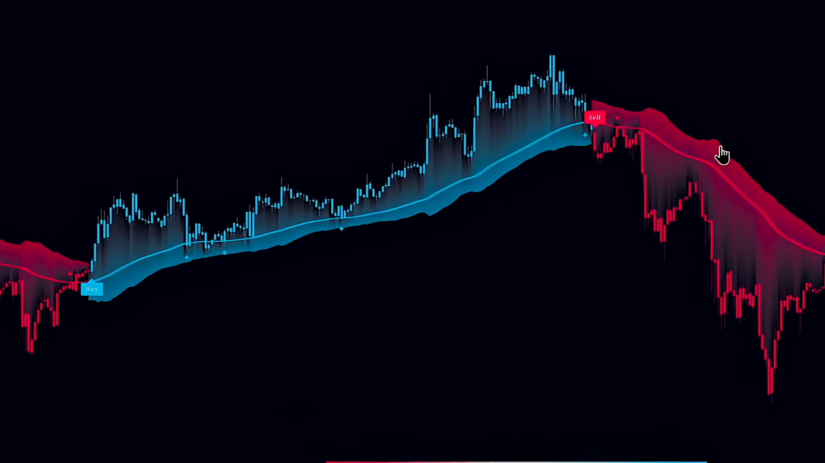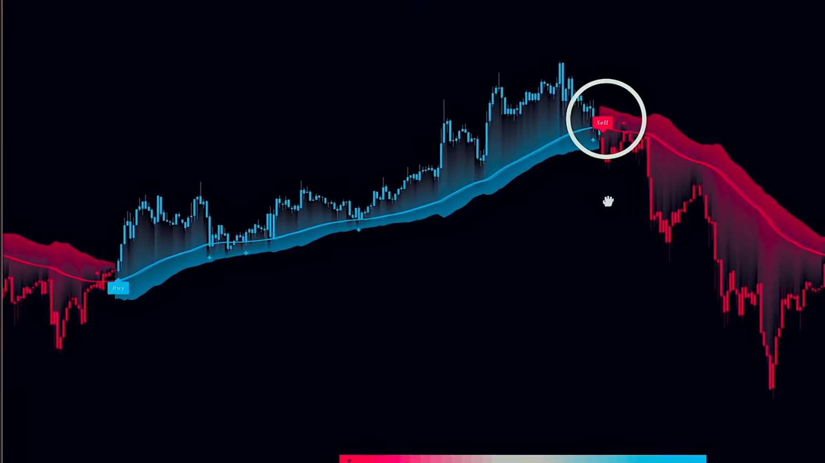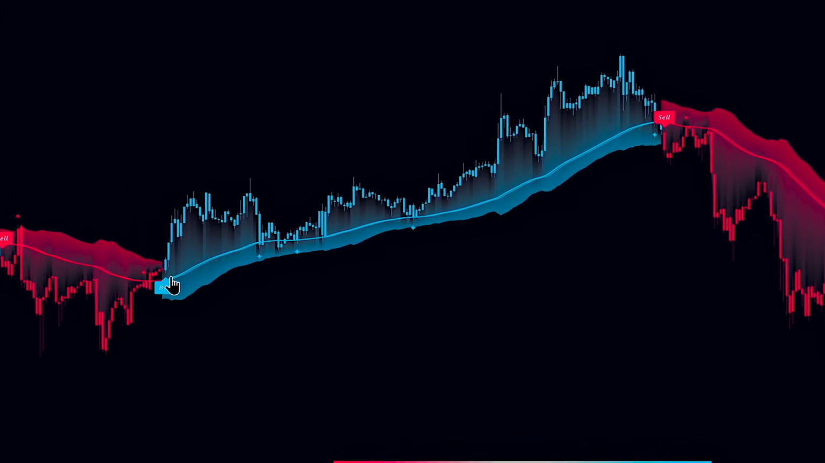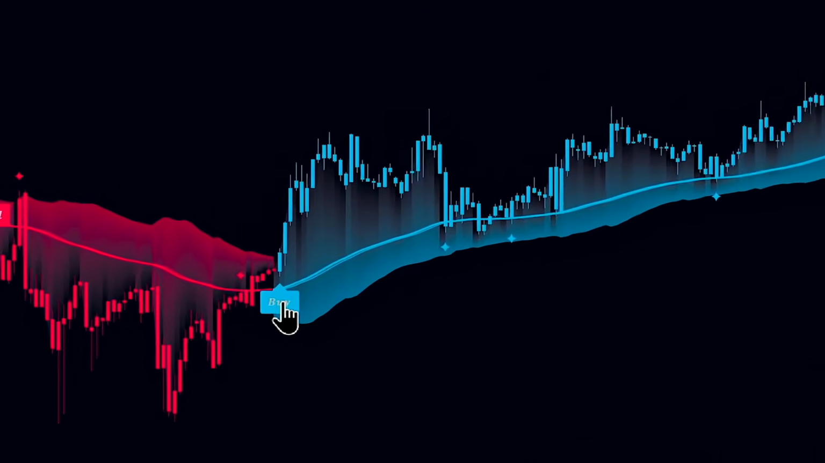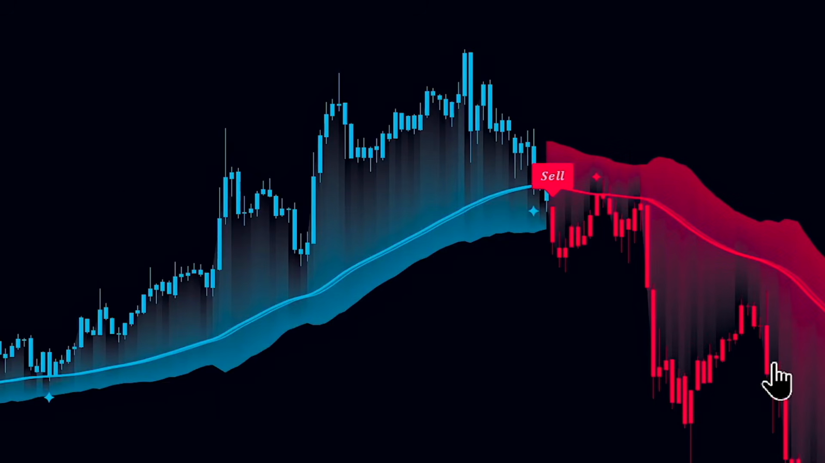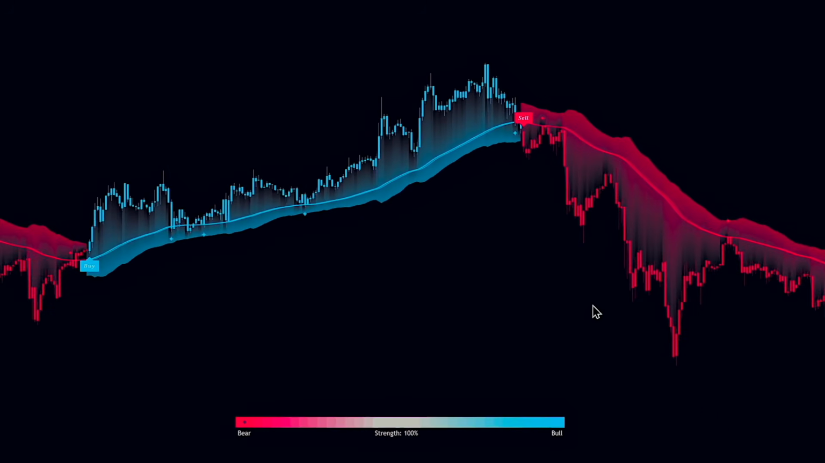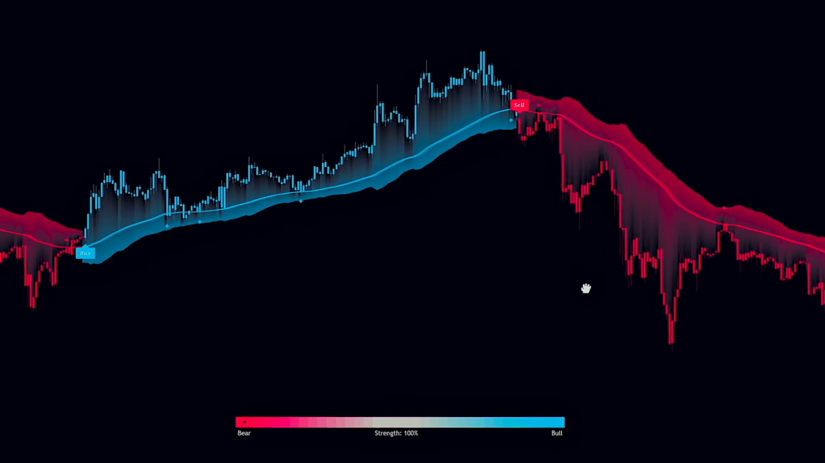Then you have the buy and sell labels. These appear when price crosses the adaptive bands and the regime flips. A buy label marks a bullish transition, while a sell label marks a bearish transition. These aren't random signals. They're designed to show the exact moment the system believes the market has shifted from one regime to another based on flow-confirmed movements.